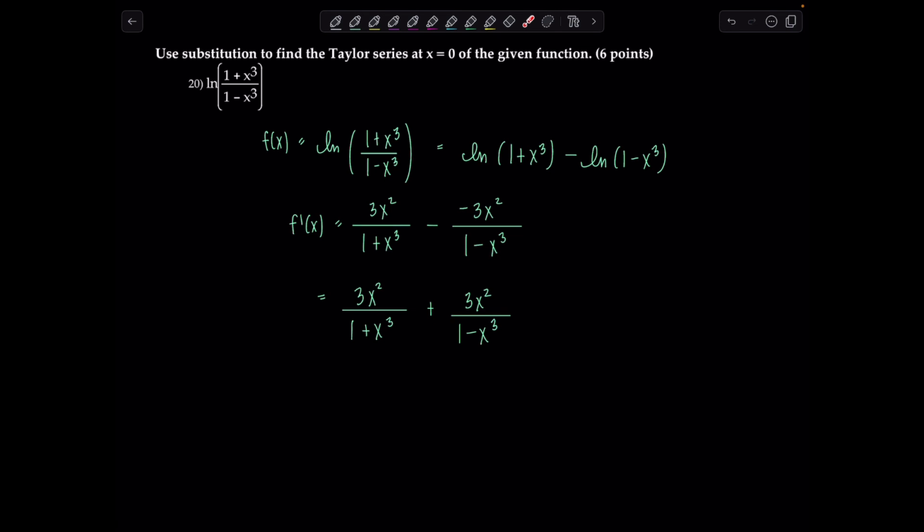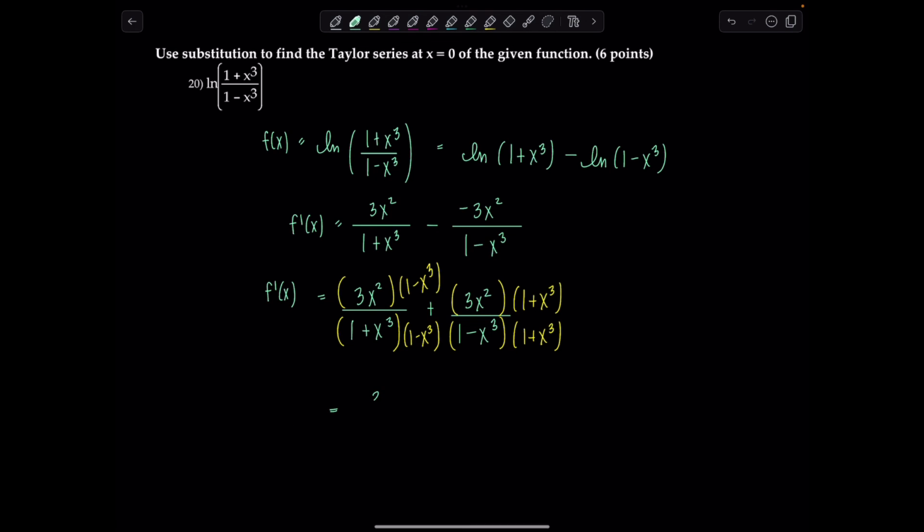Now you could start trying to get a power series representation for each of these terms separately, but then to combine your two power series into one is going to be some work that I'm not looking forward to. So instead I'm like, let me try to get a common denominator, and it works out really beautifully. So I'm going to multiply this one by 1 minus x cubed top and bottom, and then the next one by 1 plus x cubed. And then look what happens.